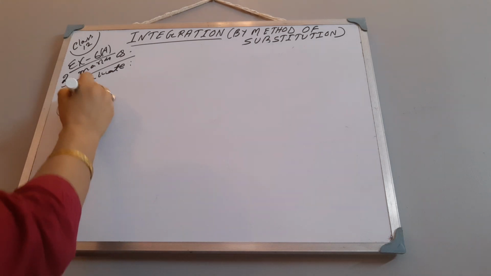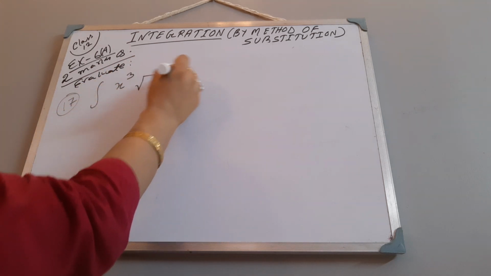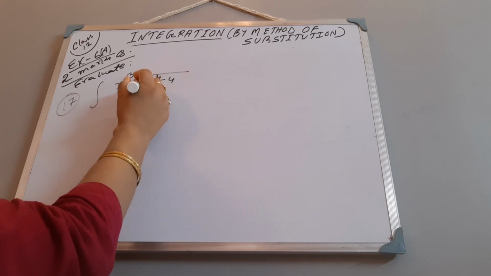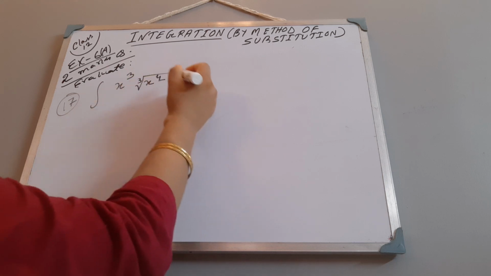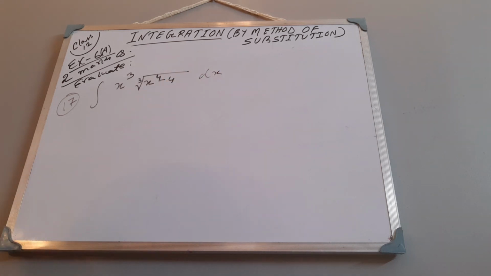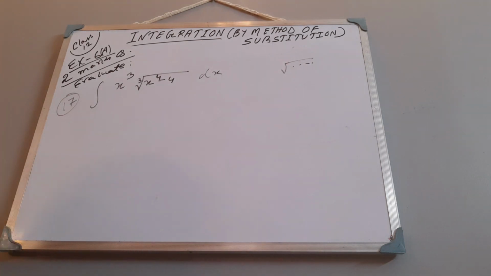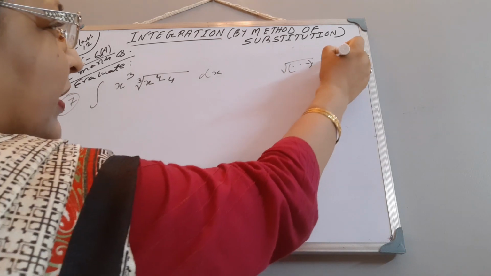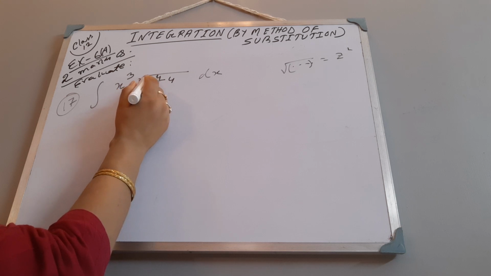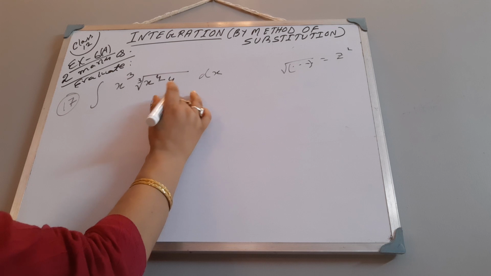Next, sum number 17: integral x cube, cubic root of x to the power 4 minus 4 dx. Now look, what did I say? When it is under a root, the element under the root we will take as something, and here the cubic root is there. So what will we take? Put x to the power 4.